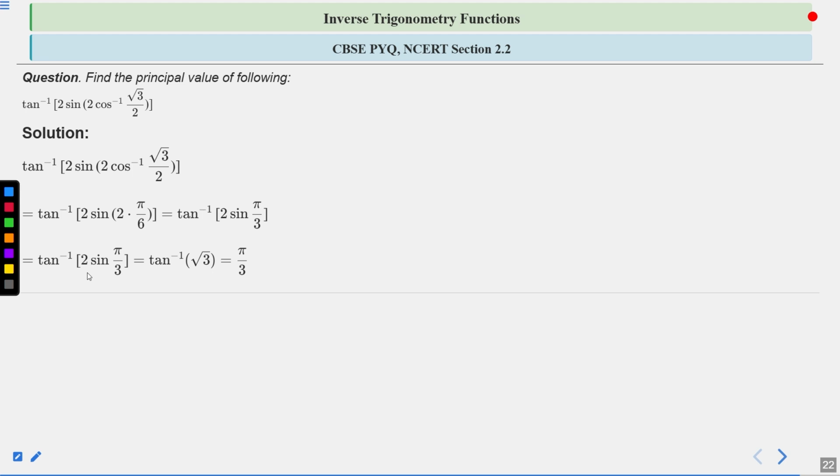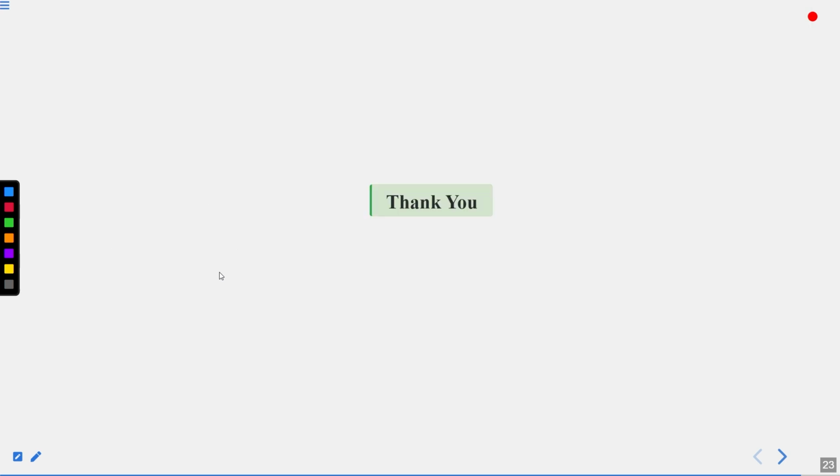Now we basically have to calculate tan inverse 2 sine pi by 3. We know that the value of sine pi by 3 is basically root 3 by 2. Now 2 into root 3 by 2 will be equal to root 3. Clear? Therefore, it will be equal to tan inverse root 3, right? And we know that the value of tan inverse root 3 is basically pi by 3. Clear? Therefore, the correct answer of the given question is pi by 3. Okay, thank you so much.